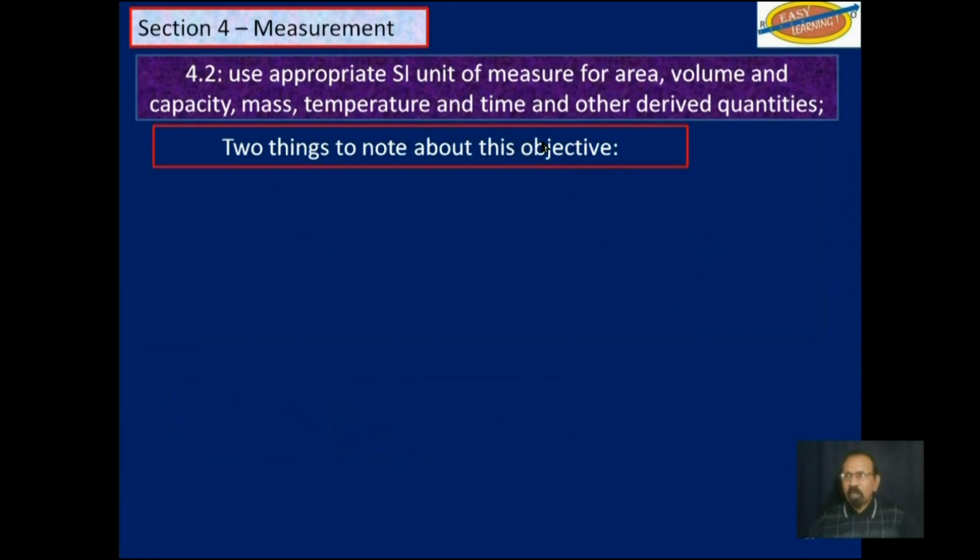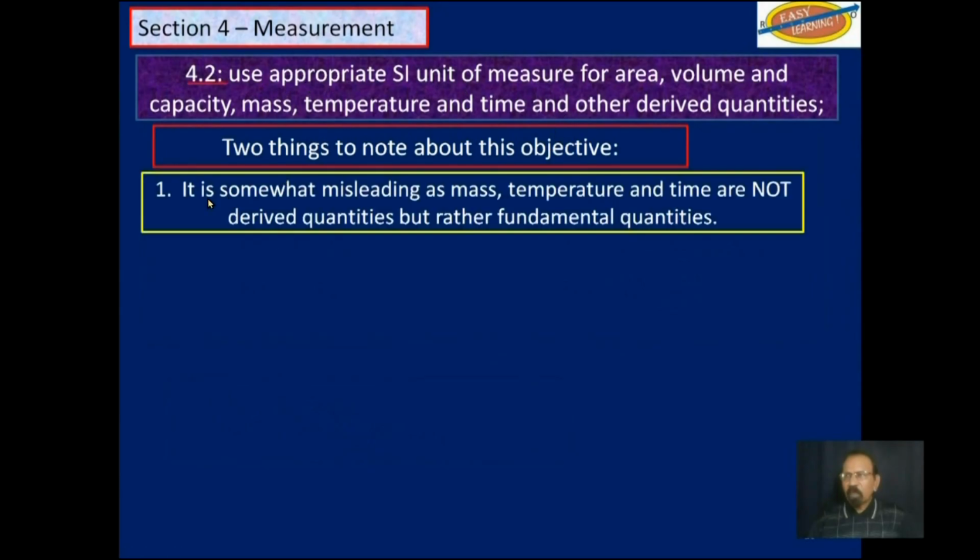So two things to note about this objective. One, it is somewhat misleading, as mass, temperature, and time are not derived quantities, but rather fundamental quantities. But the way you read this objective, it looks like those are derived quantities. It says, and other derived quantities. Area is a derived quantity, so is volume, so is capacity. Mass is not, neither is temperature nor time. Those are fundamental quantities. So be careful with that.